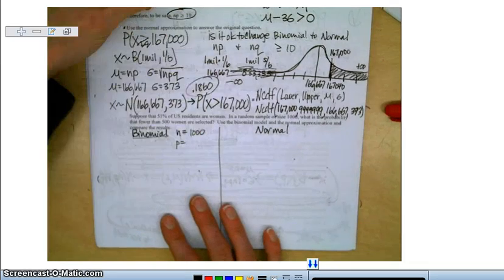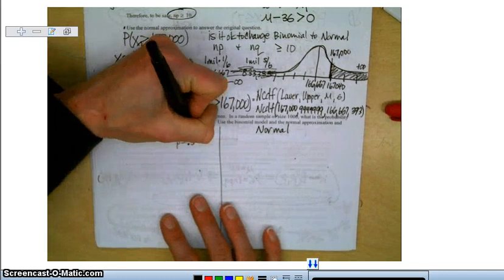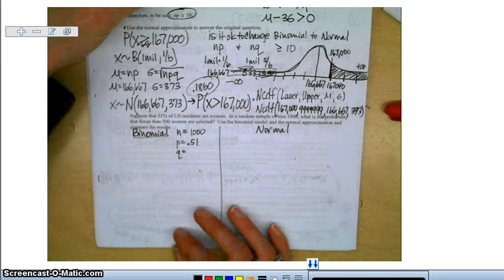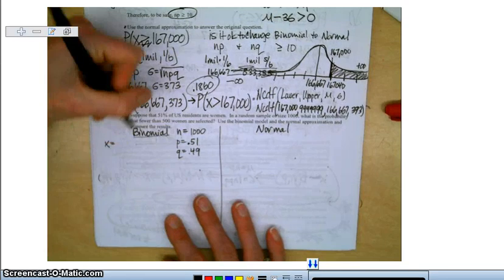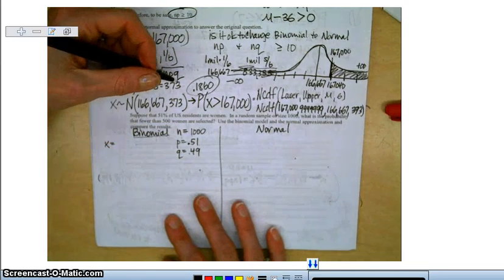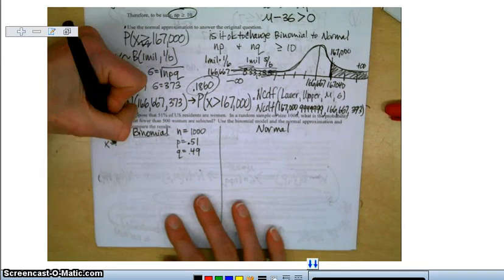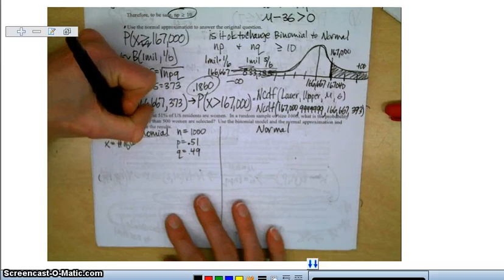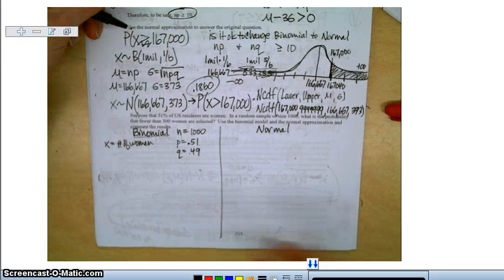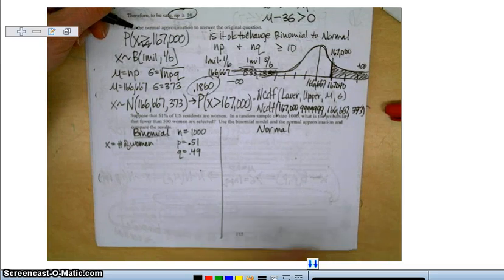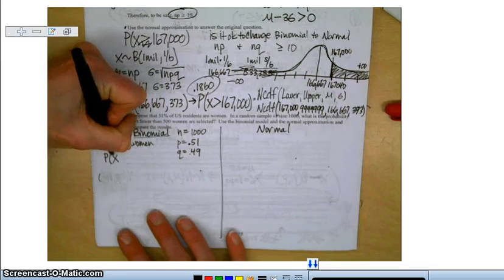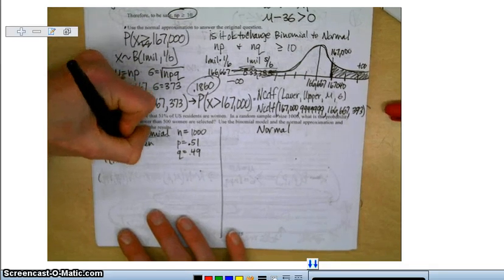And what is p? The probability of success. 0.51. So q is what? 0.49. And X is the number of women. Success is choosing a woman, right? Because the probability is asking about the number of women selected. So we want to know what's the probability that X is less than 500 women.